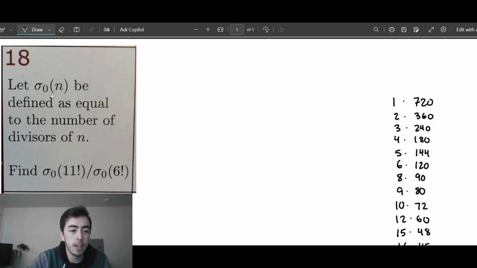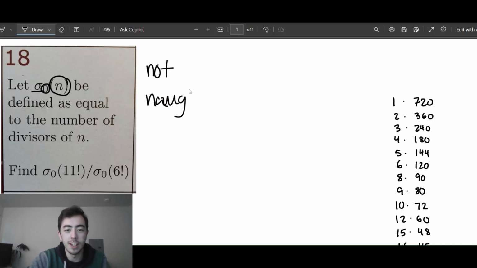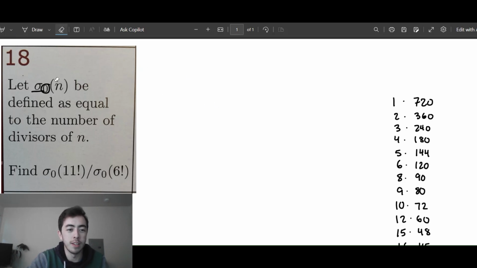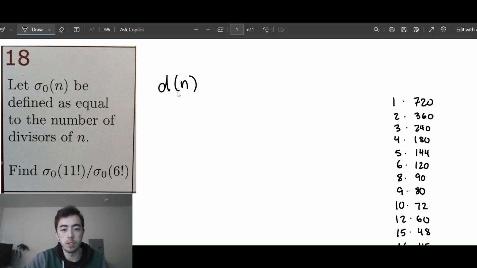And it says, let sigma naught of n, not the word not, N-O-T, but like N-A-U-G-H-T, like nothing, not. So let sigma naught of n be defined as equal to the number of divisors of n. I have seen it sometimes just written as d of n, where d kind of just stands for divisors. So if I did d of 8, I think that'd be 4, because 1, 2, 4, and 8 can all divide the number 8 evenly.